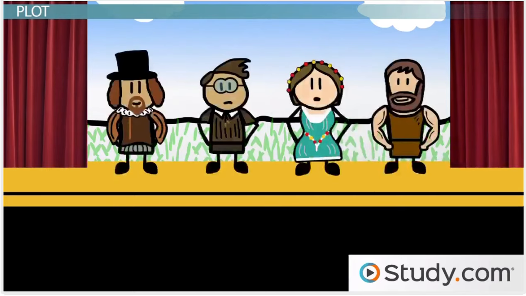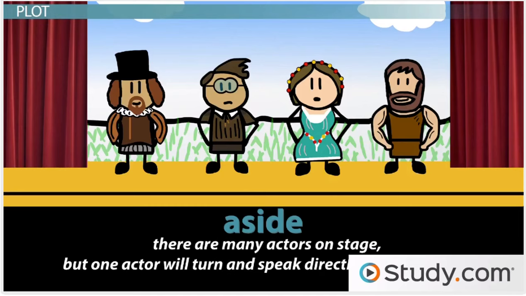Another way for the playwright to provide the character's thoughts is through an aside. In this case, there are many actors on stage, but one actor will turn and speak directly to the audience. Here, the audience must understand that we are hearing the character's thoughts, but the other characters do not.